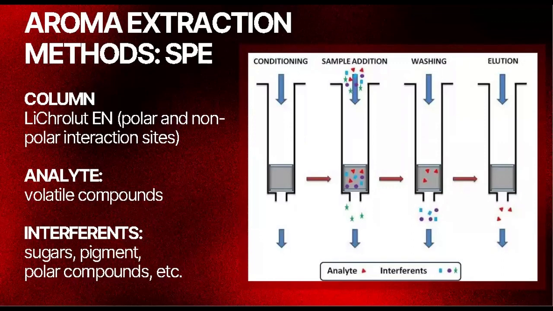For aroma extraction, the solid phase extraction method was used to extract volatile compounds. The column used is the LiChrolut EN, which has both polar and nonpolar interaction sites. 50 milliliters of the sample passed through the column and was eluted with dichloromethane after washing with water. Sugar, pigment, and other low molecular weight polar compounds were eliminated, leaving the organic phase concentrated to a final volume of 250 microliters.